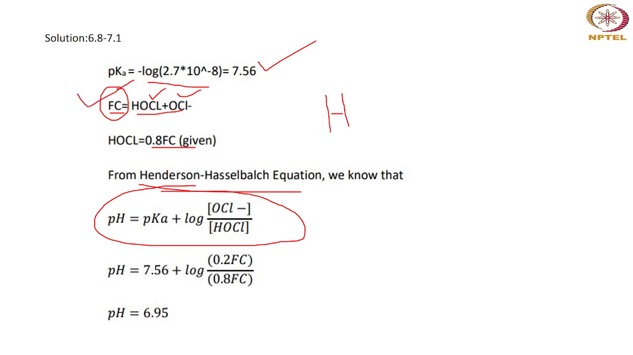Now this one is fine. So pH equals 7.56, that is the pKa I calculated here, plus log of 0.2, this is the 20% of the free chlorine. If HOCl is 80% present, then this will be the remaining, that is 0.2 Fc, and this 0.8 Fc, it will cancel out Fc, so not required here. If you calculate, you will get pH as 6.95. Hope this one is clear for everyone. So we'll move to the next one.